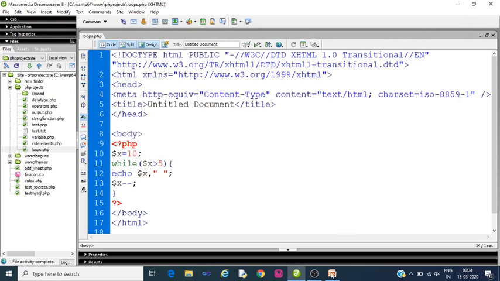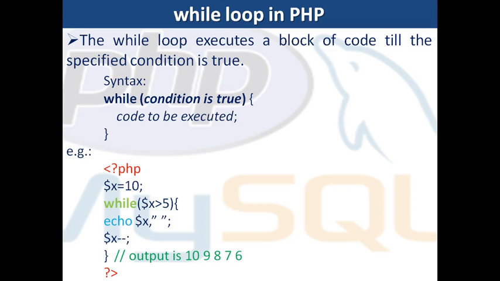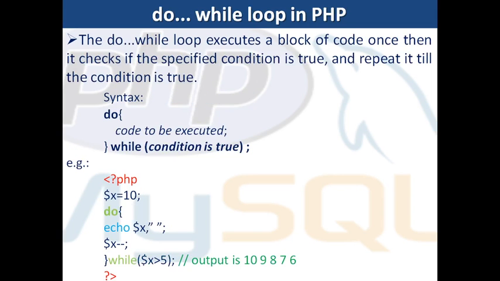Now come to our presentation window. Do while loop in PHP. The do while loop executes a block of code once, then it checks if the specified condition is true and repeats it till the condition is true. Syntax is: do, code to be executed, while condition is true.